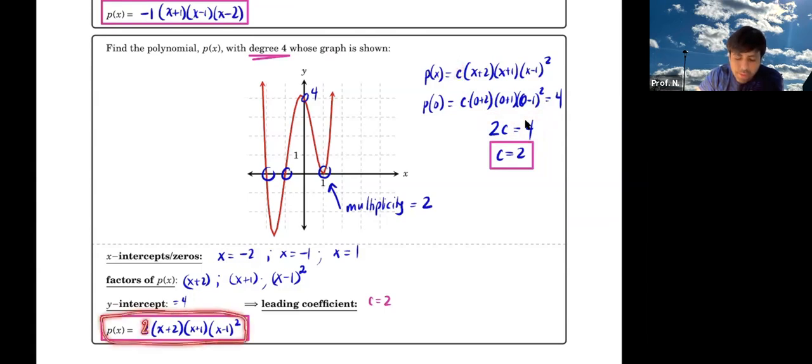That's my polynomial. My polynomial has these factors because of the zeros. This factor here has a multiplicity of 2 because it doesn't go through, it bounces back. And if you notice, this does add up. The degree would be 4, which is exactly what I want, degree of 4. And then I have the leading coefficient of 2, and this will give me the y-intercept of 4. Okay, guys?